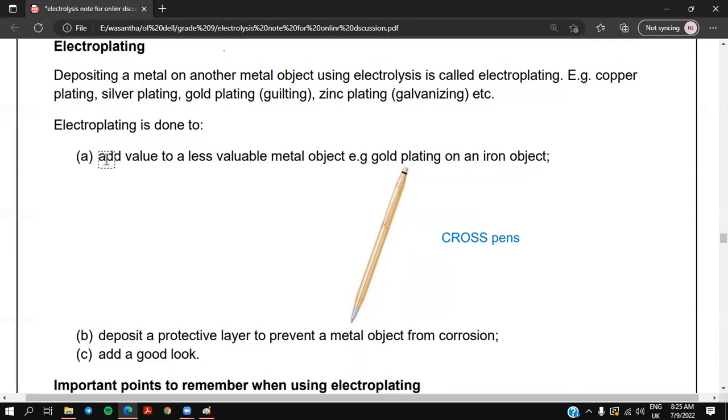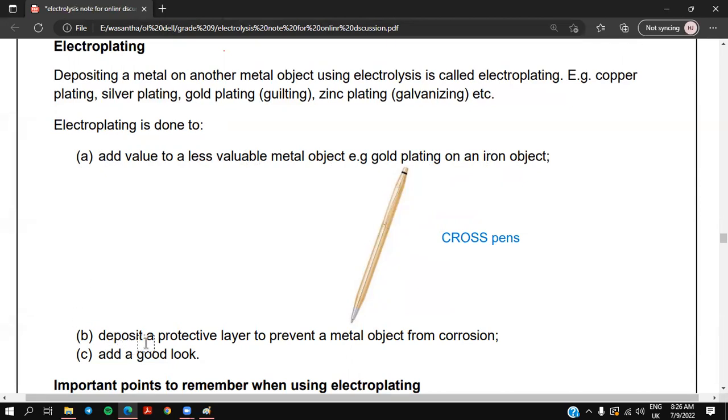So the A is to add value to a less valuable metal object. Example, gold plating on an iron object. You don't see the iron here. You can see the gold because there's a gold coating.